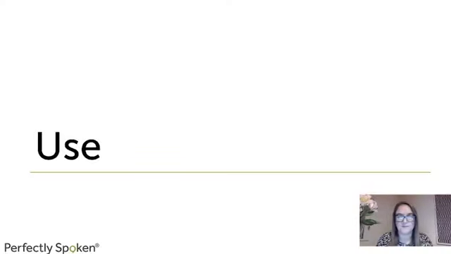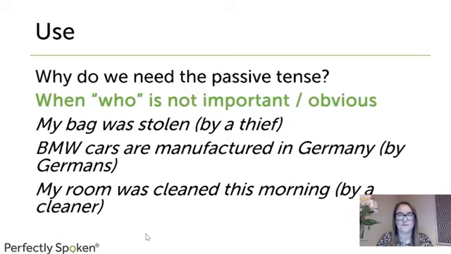So let's have a look at the use. So why do we need the passive tense? Well, in our examples, the who is either not important or it's obvious. For example, my bag was stolen yesterday. My bag was stolen by a thief. It's obvious that the person who stole my bag is a thief. The same with BMW cars are manufactured in Germany. It's not important by whom.